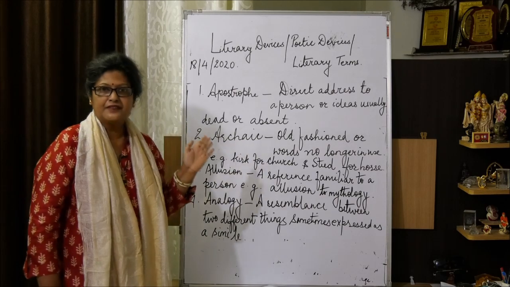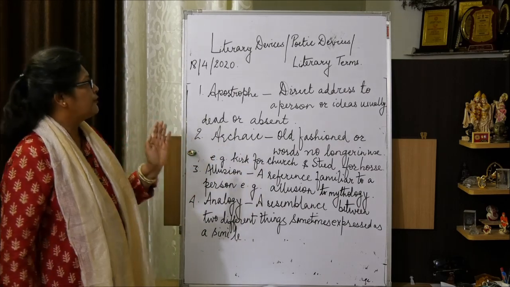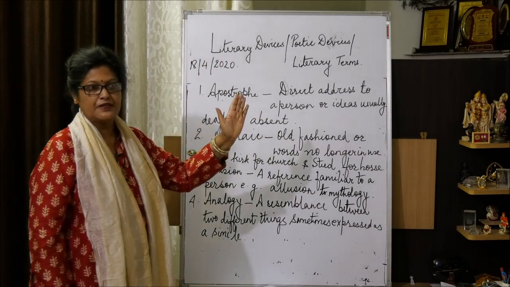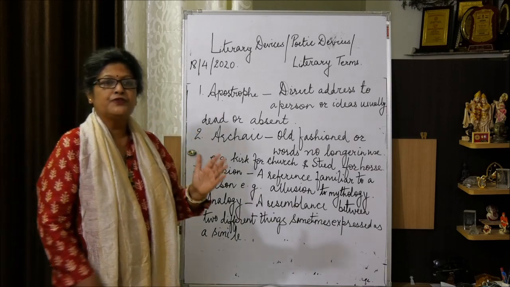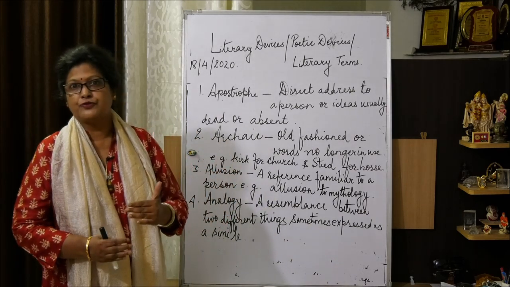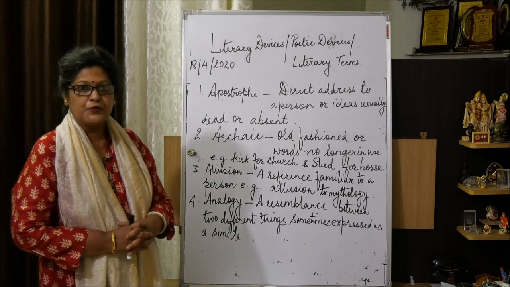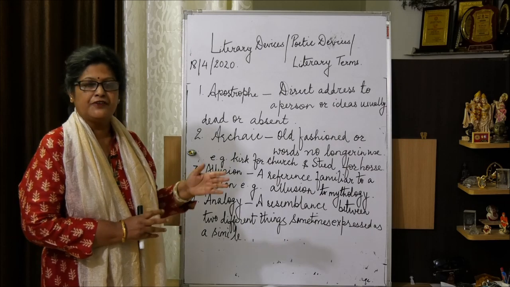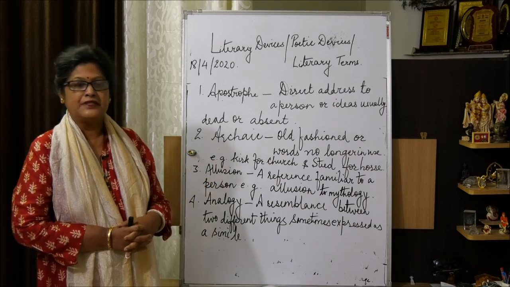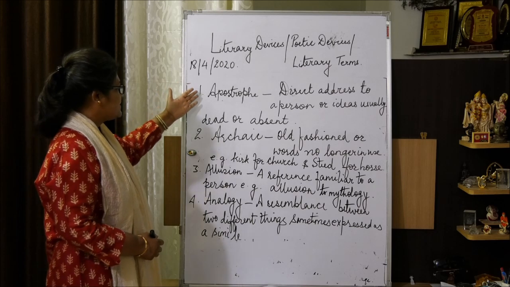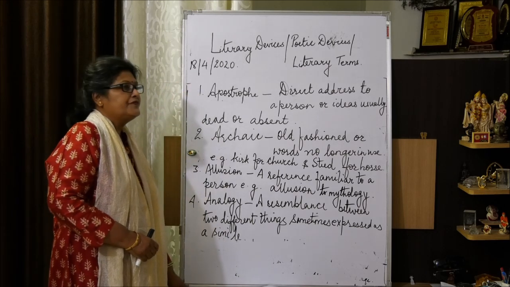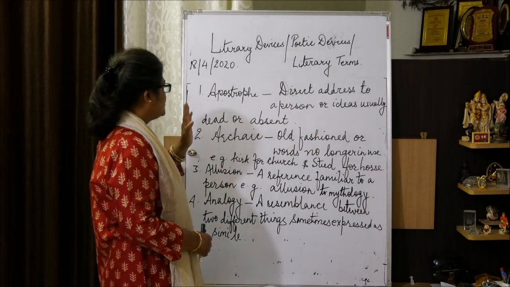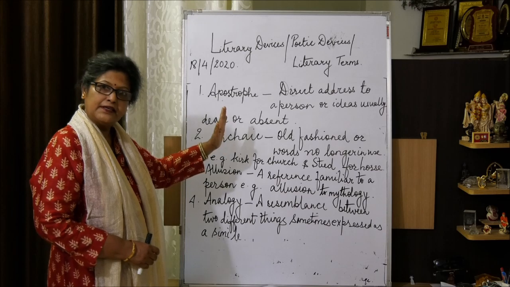Hope children, you have listened and you have learnt a lot about literary devices, poetic devices or literary terms. Now you have understood where to use them, how to use them. But there were 21 terms, and I think I must give you some definitions in written form and some examples of the same. Now the first is apostrophe. Apostrophe is the direct address to a person or ideas usually dead or absent in the poem.